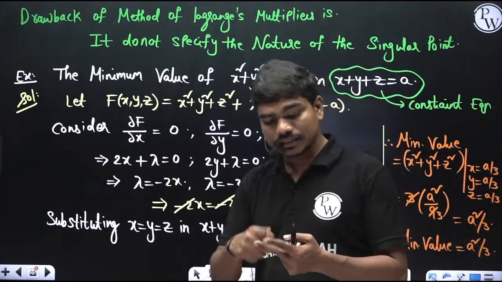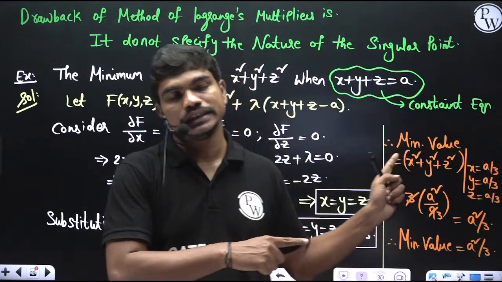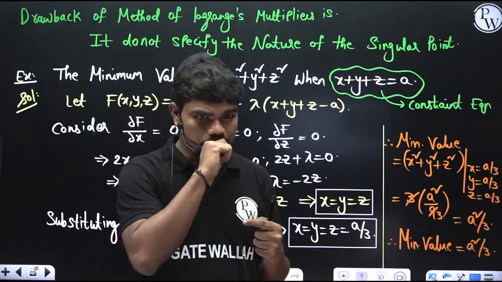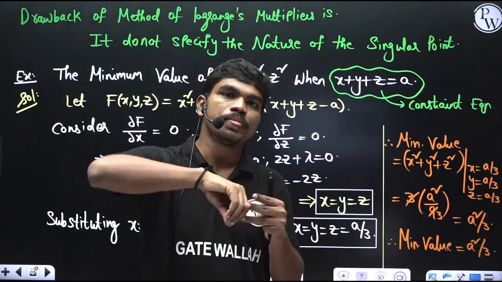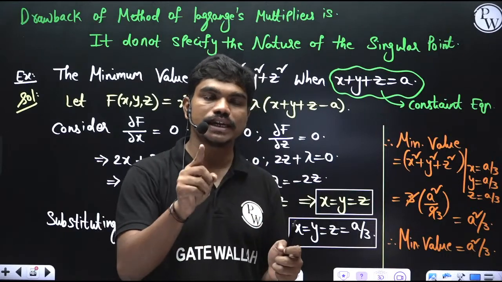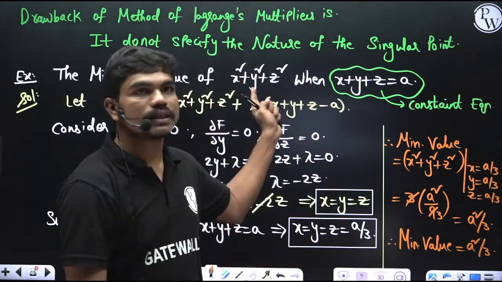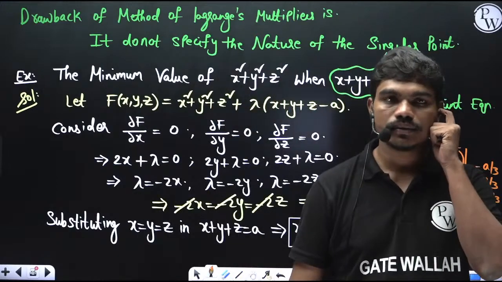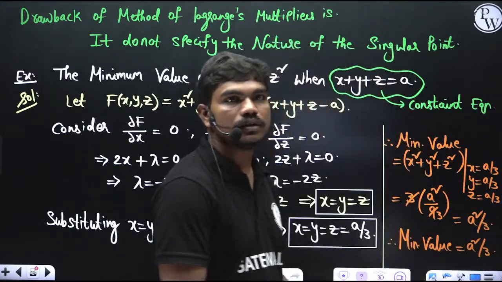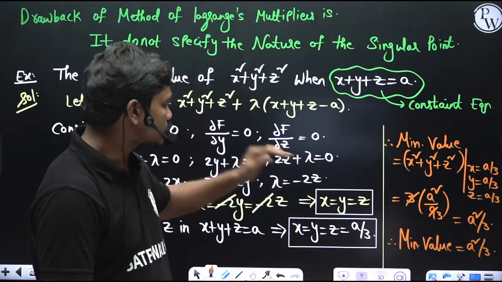When x plus y plus z is equal to, for example, you take a equal to 3, apart from the values x equal to 1, y equal to 1, and z equal to 1, if you try to keep any other variables such that x plus y plus z equal to 3, the value of x square plus y square plus z square would be definitely more than 3 in such a case. Okay, fine. So this is basically the idea.